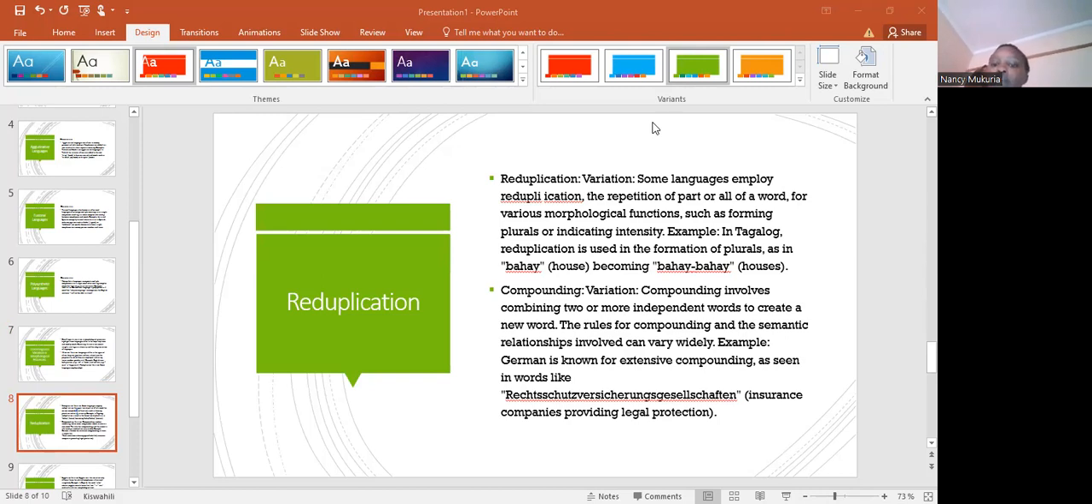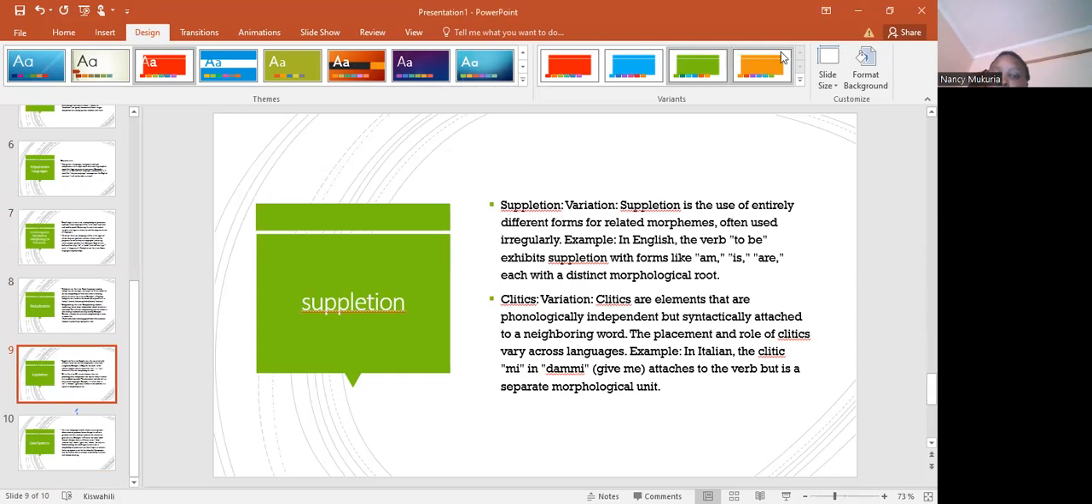Compounding variation. Compounding involves combining two or more independent words to create a new word. The rules for compounding and the semantic relationships involved can vary widely. For example, German is known for extensive compounding, as seen in a word meaning insurance company providing legal protection. That's very long, so I don't have to read it.